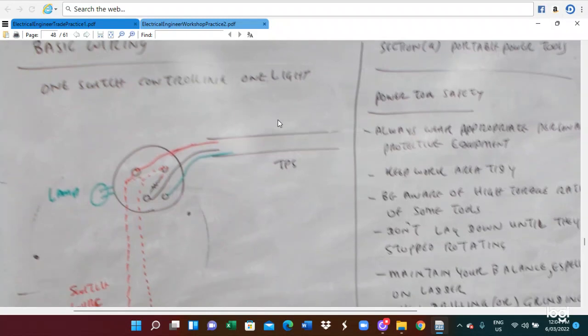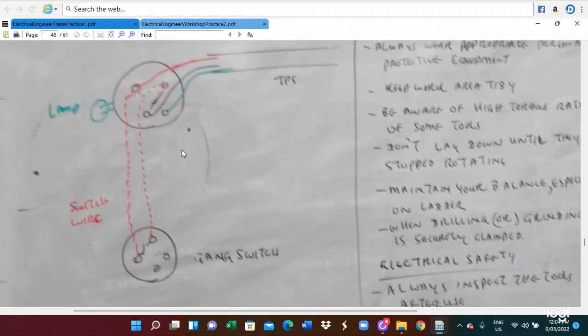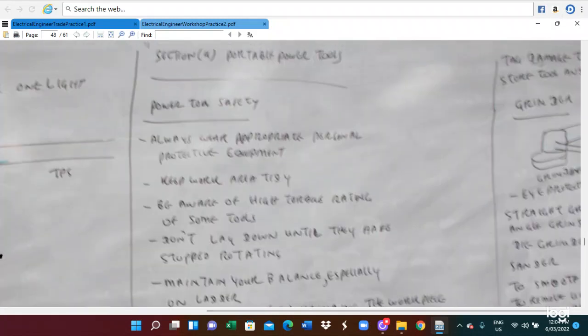In the meantime, we are talking about the basic wiring system. So then there will be the electrical one light controlled by one switch. This is the thermoplastic sheathed cable and the light switch cable here. And also power tool safety is important.